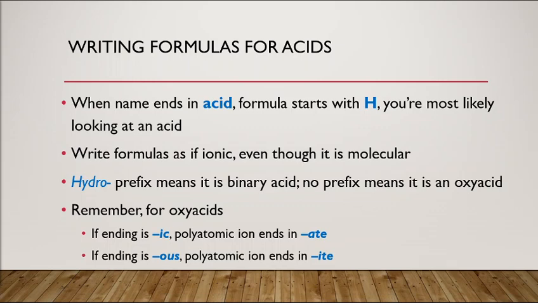And so hydro, again, means you are looking at a binary acid. Hydro means you only have a hydrogen and a nonmetal. If you do not see the term hydro, that means you have a hydrogen in some polyatomic ion. And if it does not include the term hydro, you just need to look at the ending of the acid's name. If it ends in ic, you know you're dealing with the polyatomic ion that ends in ate. If it ends in ous, you know you're looking at the polyatomic ion that ends in ite.